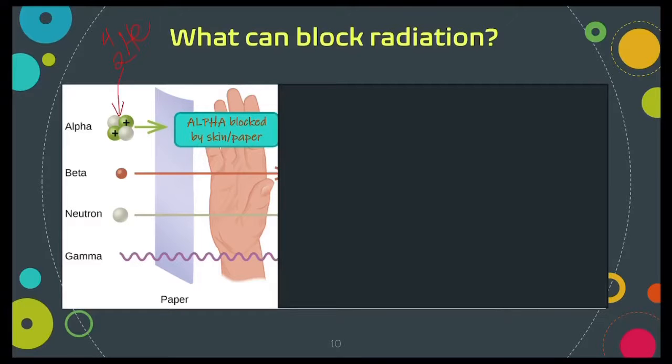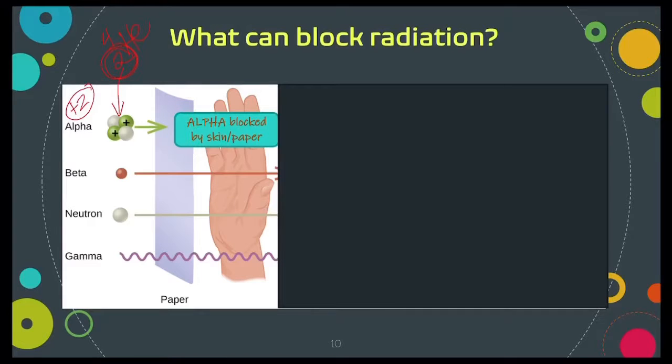So please remember, the alpha particle is actually positively charged. It's got a +2 charge because of these 2 protons that make up part of that particle. The alpha particle is large. It's the largest form of radiation, and it can be blocked using something like paper or skin or some types of clothing can block it as well.